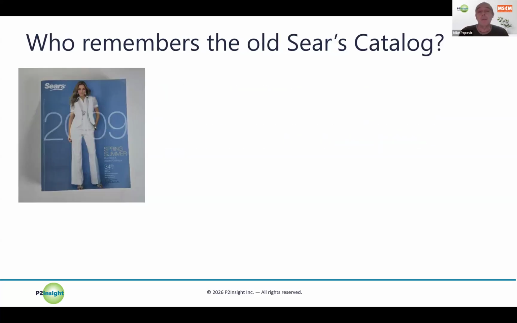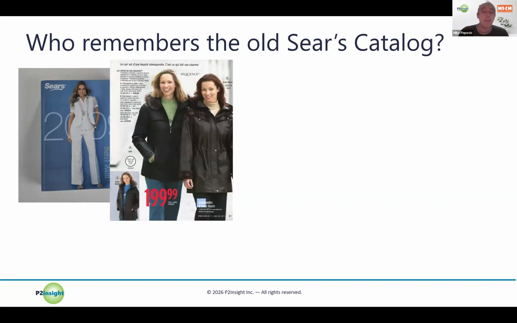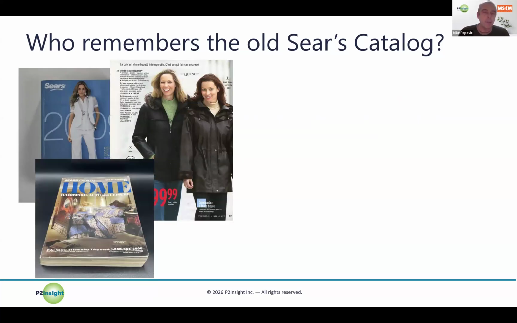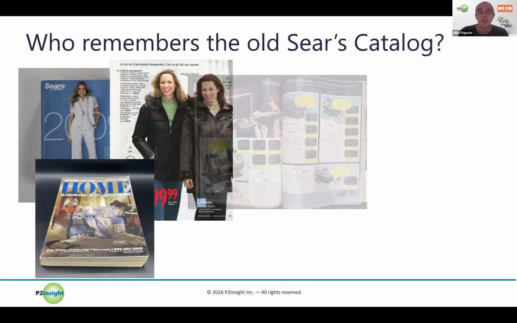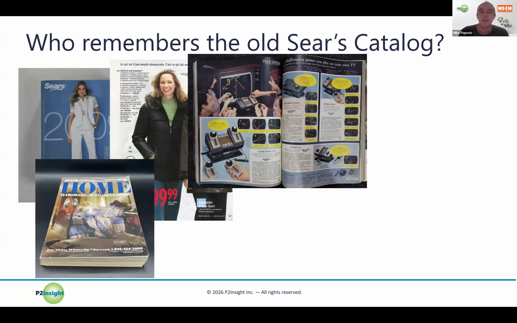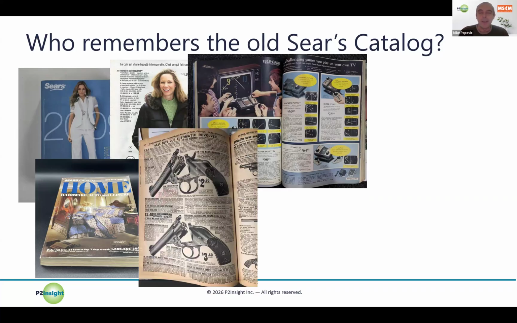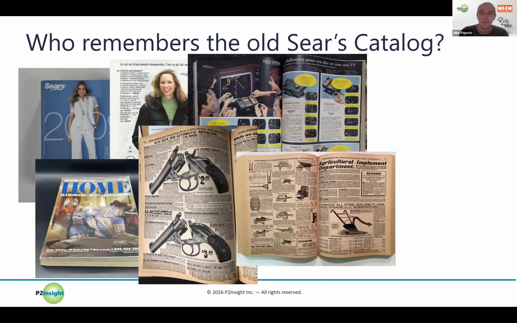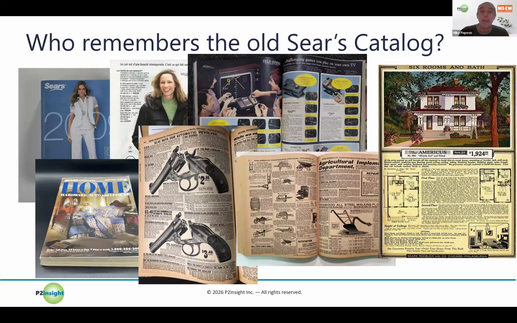Now, vendor catalogs. Remember the old Sears catalog? Yes, they were pretty much consumer oriented, clothing and stuff like that, but they had home and hardware and auto stuff. You could buy just about anything on those, and they listed everything. Here's a Nintendo game, the old ping pong. You could buy guns on there, wheelbarrows, even house plans. They had everything. That was the old Sears, a bit of a bygone era.